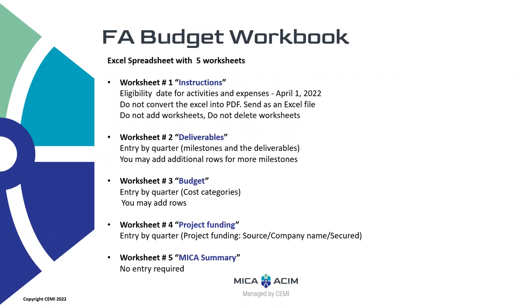project that makes up the other, you know, MICA would fund up to 33%. So where the other portion of your funding is coming from by quarter. And we ask just to indicate if it is secured or not, or if you want to put a comment there. And then worksheet number five is just a summary for our purposes that shows total project costs, how much is funded by MICA and how much is funded by other sources to give a percentage of funding. It's just a calculation. So there's no entry required on that worksheet at all.